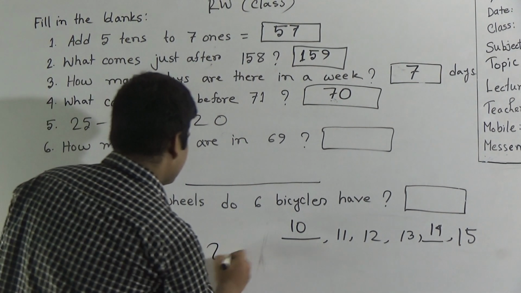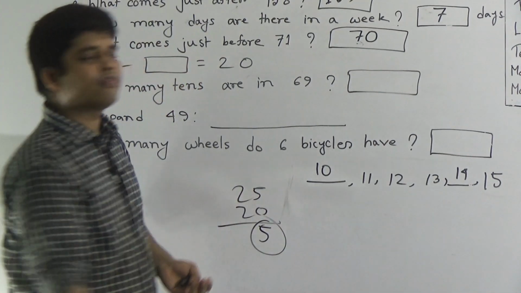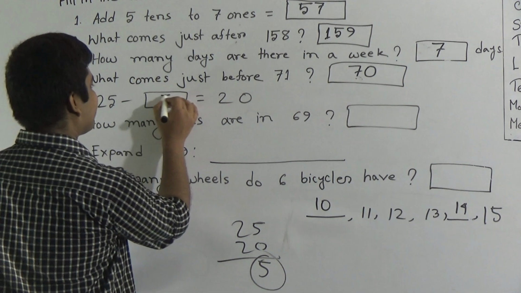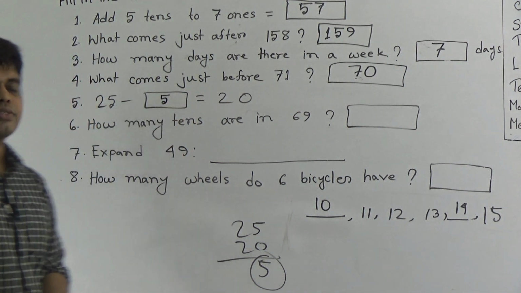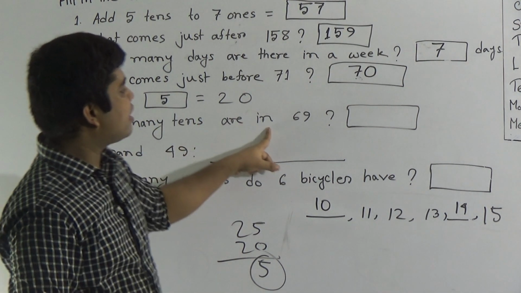Now 25 minus 20, if I subtract then I get 5. So 5 is the required answer. Okay, I hope you have understood. Next, how many tens are in 69?